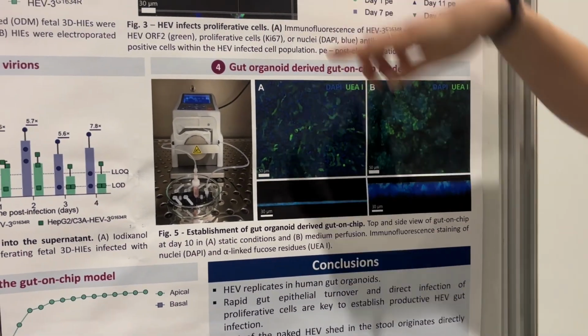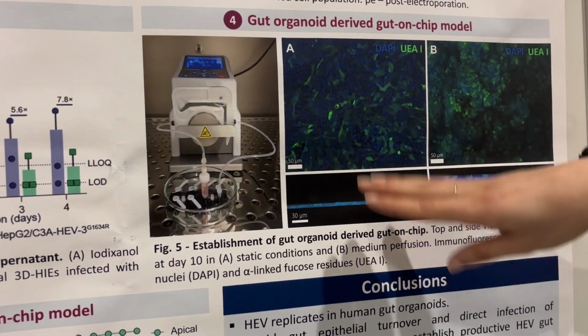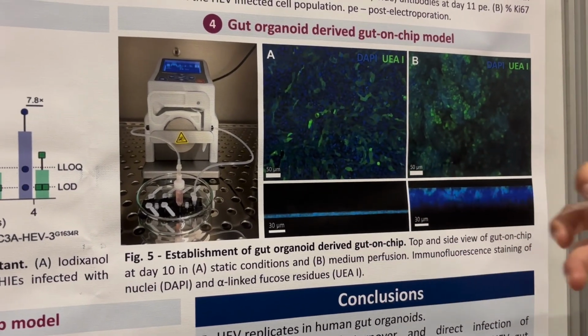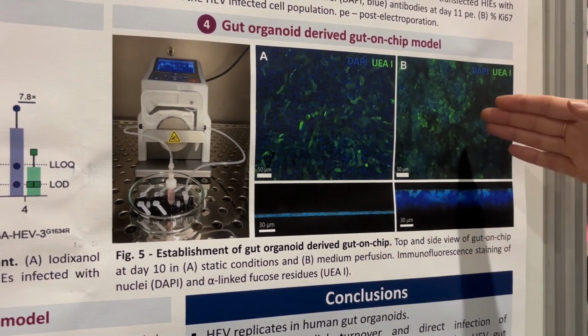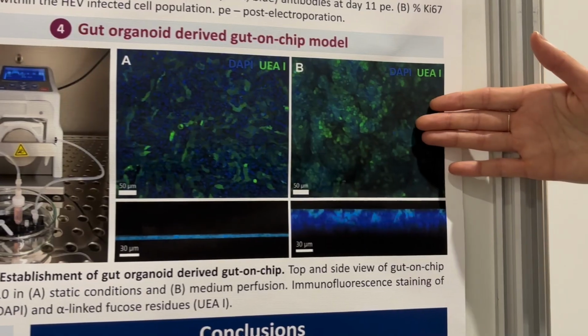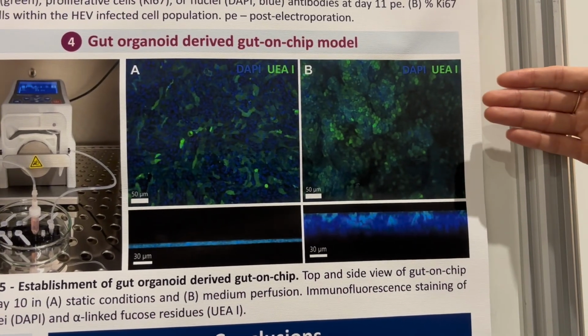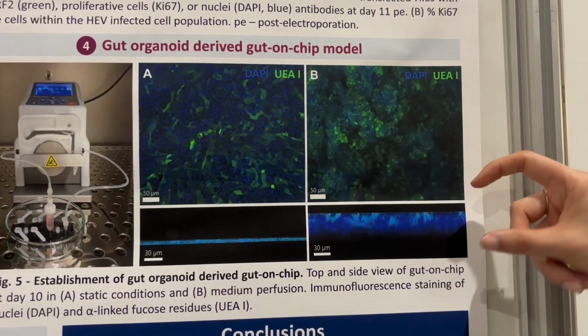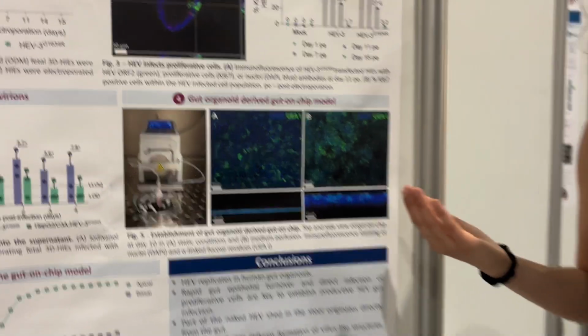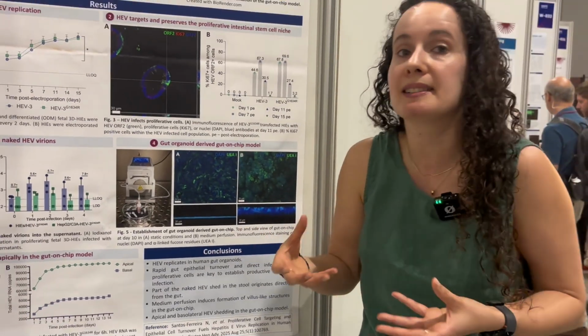In static, you really see a typical monolayer with all the tight junctions and a closed epithelium, but a very thin layer. When we compare with the perfused layer, we see these villus-like structures protruding out of the layer, and we also see the thickness of the layer. So this is just the impact of the shear stress on our cell layer.